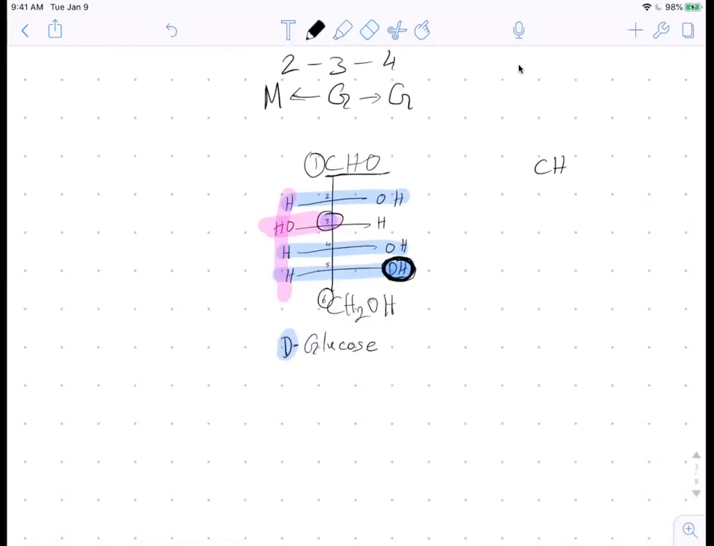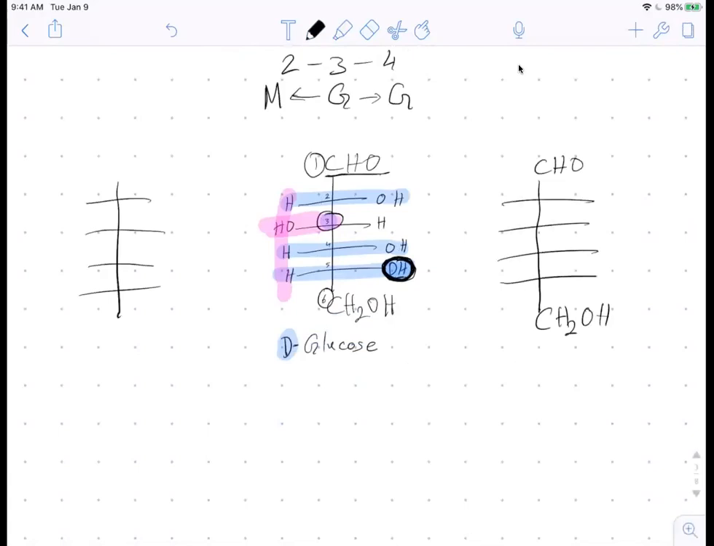So from that, we know galactose is to the right. That's a little bit of memorization. And we know mannose is to the left. So now first we're gonna try drawing them, and then we're gonna try identifying them.